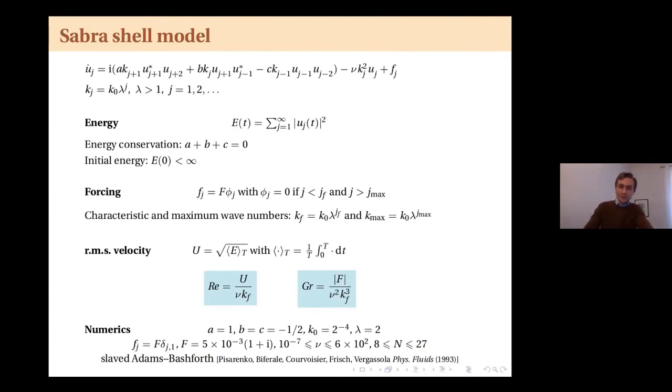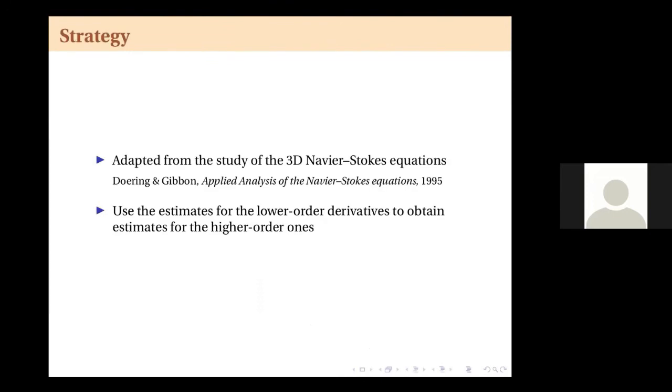So now that we have this framework, what kind of strategy are we going to take to estimate the velocity derivatives and their moments? The strategy is adapted from the one available for the 3D Navier-Stokes equations, which was also mentioned by John in the talk, and which is summarized in his book. This consists in starting from the lower order derivatives of the velocity, estimating them, and then using these estimates to climb up to higher order derivatives and their moments.